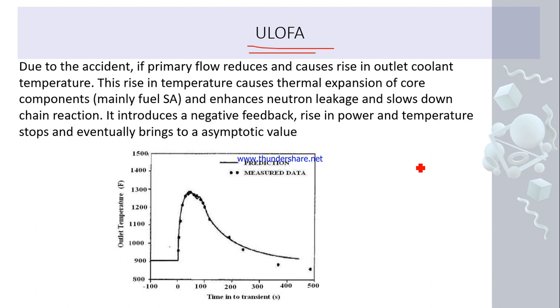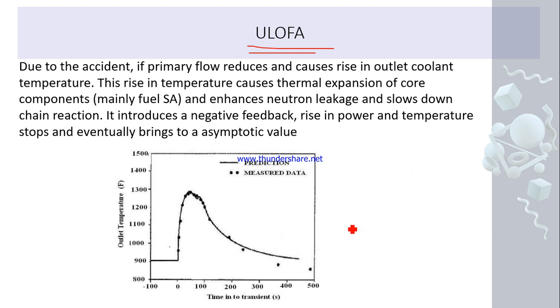So if you recall my feedback reactivity estimation lecture, I have defined different colors to understand. So it will give a negative feedback. Due to this, the rise in power and temperature will slow down, it will stop, and eventually the power and temperature will come down to an asymptotic value.